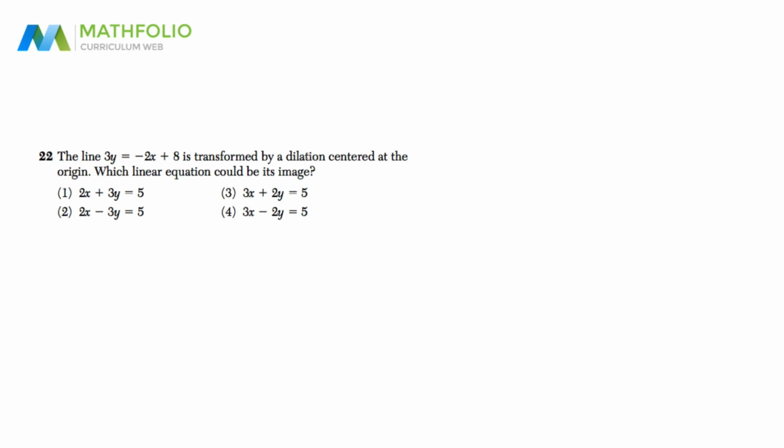And it says it's transformed by a dilation centered at the origin. So we could make this y equals, by dividing both sides by 3, we'd get y equals negative 2 over 3x plus 8 over 3. So we know it's got a negative slope. I'm just very quickly sketching this. It looks like this line will be something like this. So if this is dilated with a scale factor of, let's just make it up, 3, it means that this distance here, because it's centered at the origin, becomes 3 times as long. So it goes to here, and this distance here becomes 3 times as long.